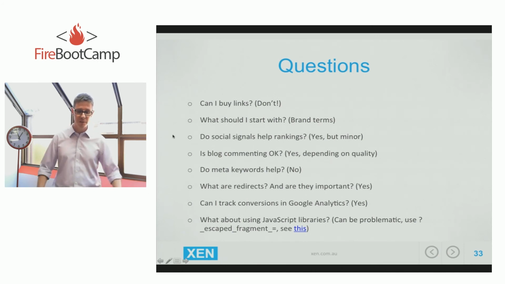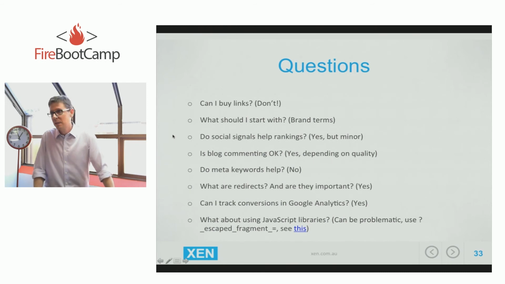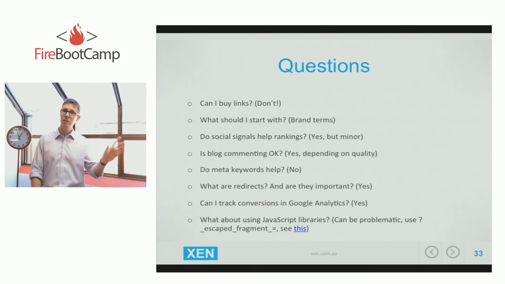Do social signals help rankings? Yes, but minor. But they'll drive traffic, which then people might find interesting, and they might actually end up linking to you. So I always say it's a useful thing. Get traffic or eyeballs any way you can. If you're delivering great content, there's a chance they might link to you and improve your rankings kind of indirectly.